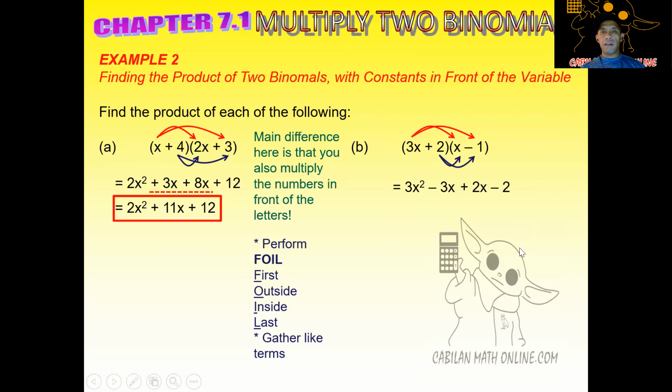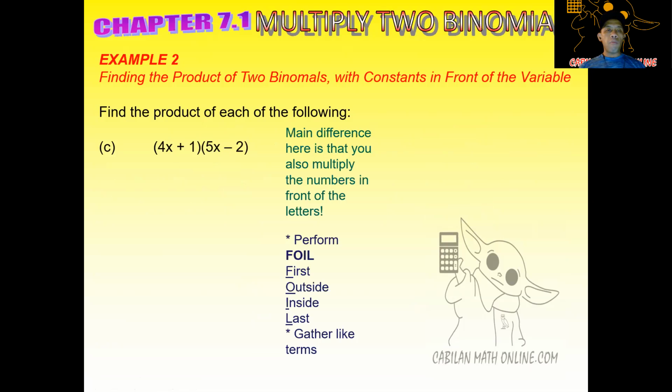Okay, and last but not least here, we're going to group the two middle terms together. So don't forget you're taking -3 and you're adding 2. So the final answer for this will be 3x squared minus 1x minus 2. All right, so now you've seen two examples dealing with two binomials where the letters have numbers in front. So let's take a look at one more.